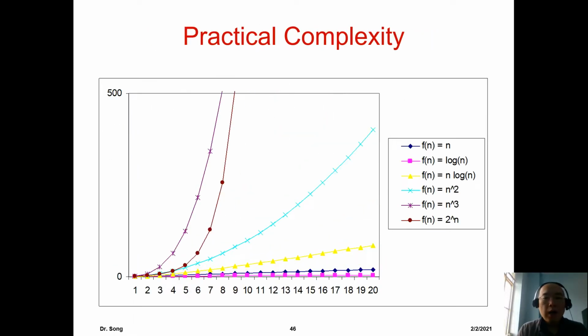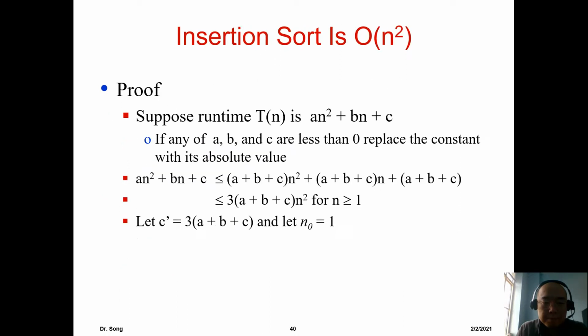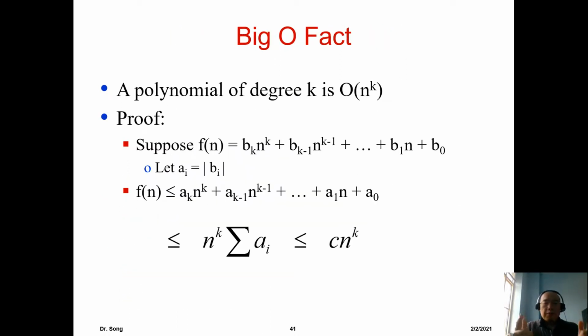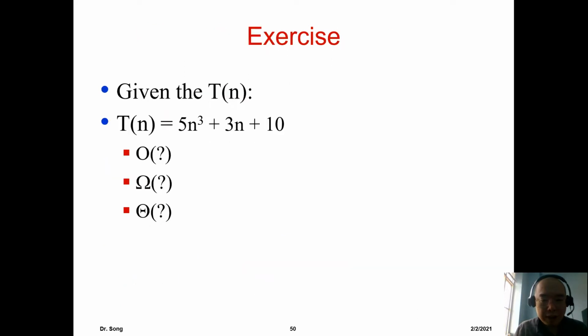For the big O, we can write a polynomial like b_k n^k, where k is the highest degree of the polynomial, and then lower degree terms. If the highest degree of the polynomial is k, then this polynomial is big O of n^k, right? So if we just apply this, is it correct to say it is big O of n cubed? Yes, it is correct.